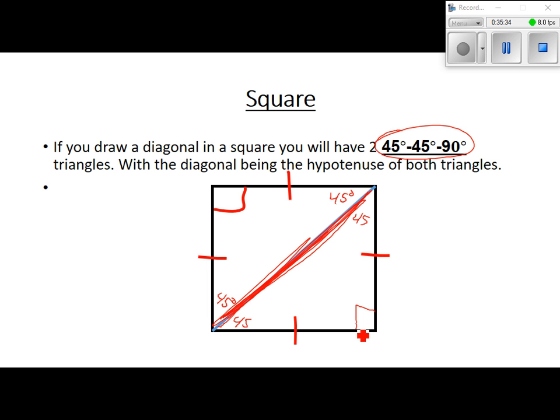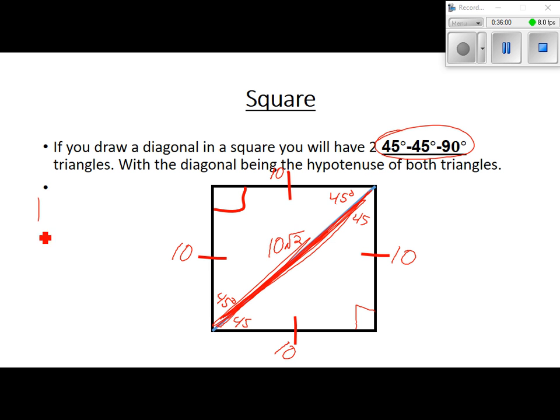So if I told you this side, I don't care, make up a number for me. 10. If I told you that side right there was 10, what do we know about this side up here? It's got to be 10. How about this side over here? How about this side right here? How about this side, this diagonal? 10 times the square root of 2.